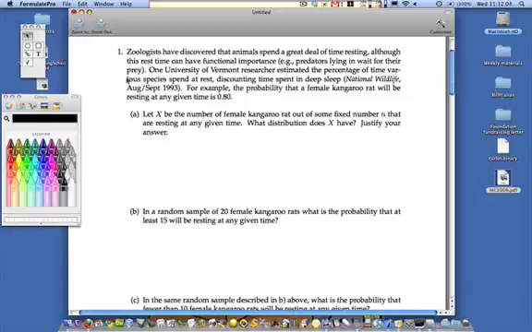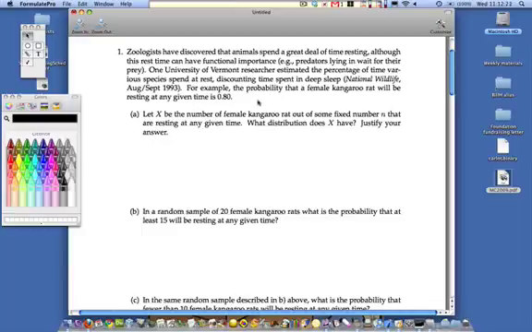Okay, here are the free response answers for the Chapter 8 test. So we'll take a look at question 1 about zoologists, and let's see which animal was this. Female kangaroo rats. Okay, I've actually changed it several times. There is such a thing as a kangaroo rat, by the way. You can look it up.